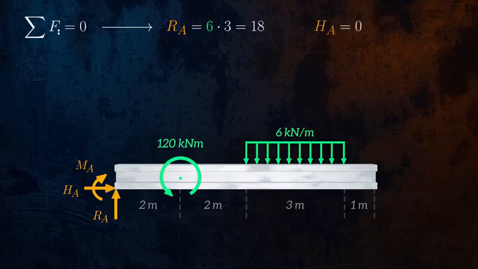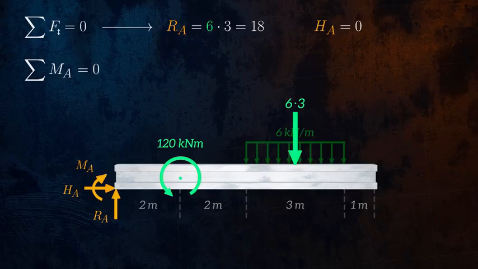Next, we can take the sum of the moments acting at point A. In calculating the moment caused by a uniformly distributed force, you can remember that it is equal to a concentrated force located in the middle point of the load. This gives us MA equals 21.